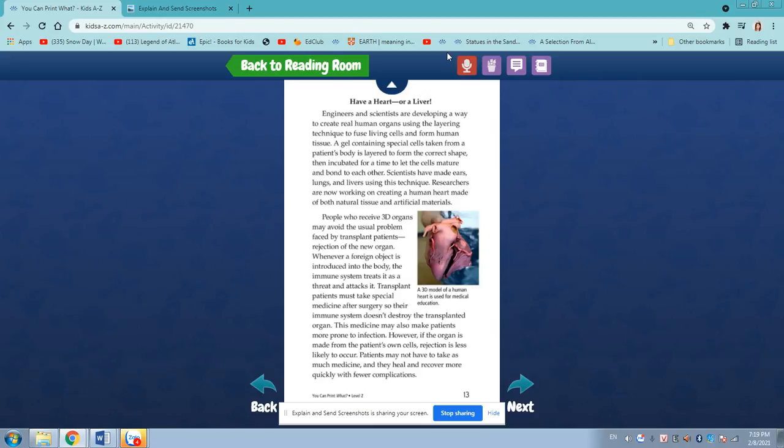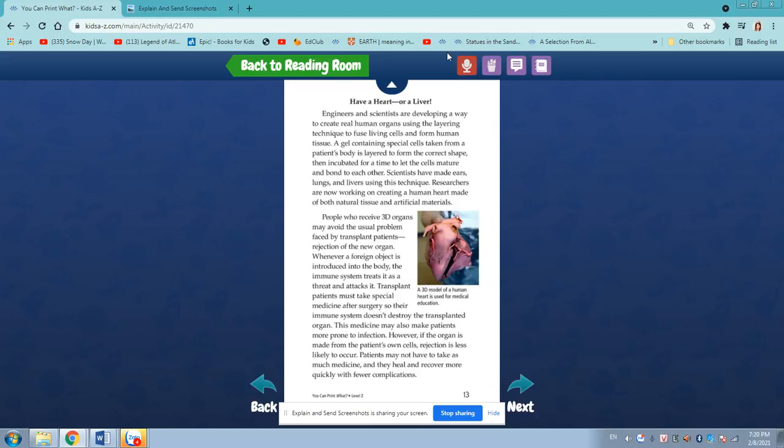Researchers are now working on creating a human heart made of both natural tissue and artificial materials. People who receive 3D organs may avoid the usual problem faced by transplant patients: rejection of the new organ. Whenever a foreign object is introduced into the body, the immune system treats it as a threat and attacks it. Transplant patients must take special medicine after surgery so their immune system doesn't destroy the transplanted organ.